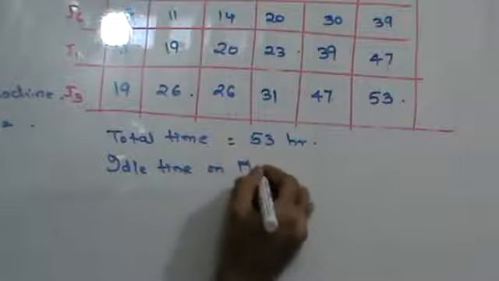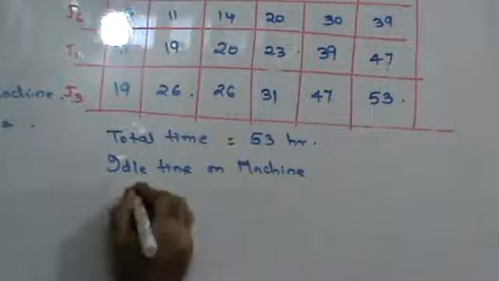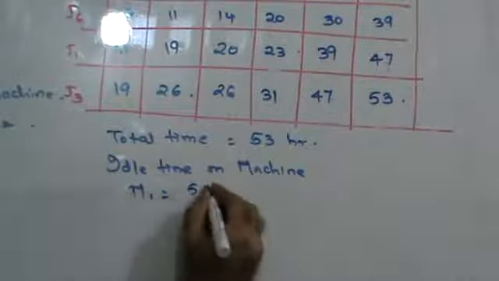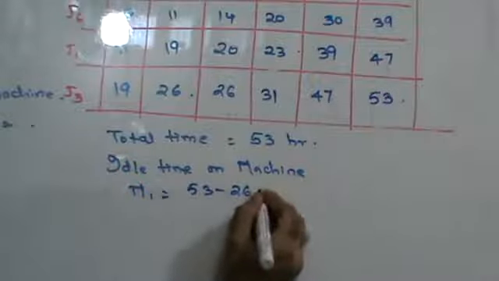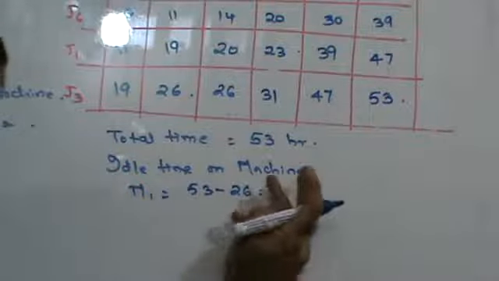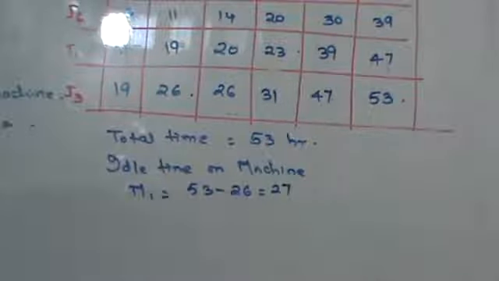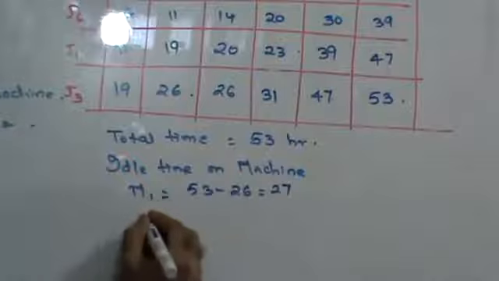on machine M1. M1 finished its work in 26 hours and the total work was completed in 53 hours. So 53 minus 26 is 27. Right? Then machine M2.